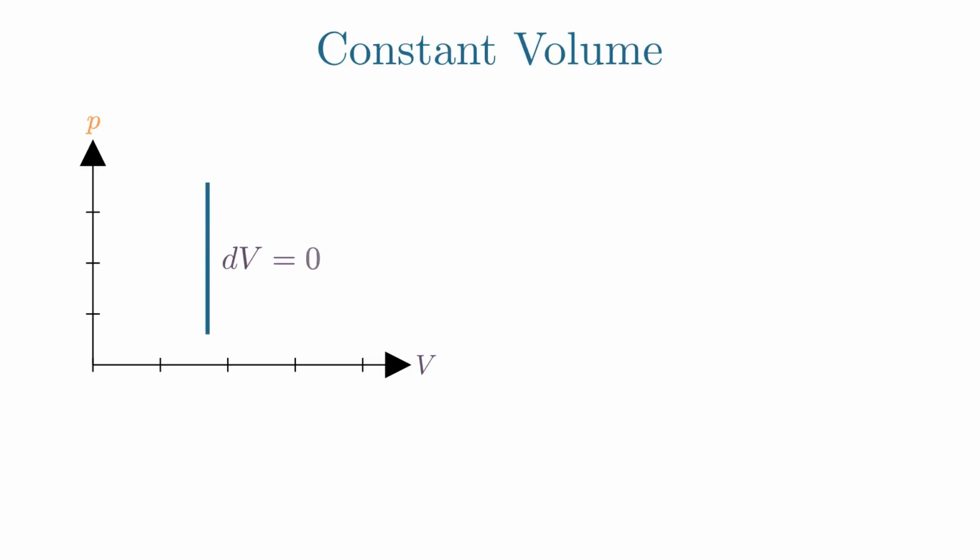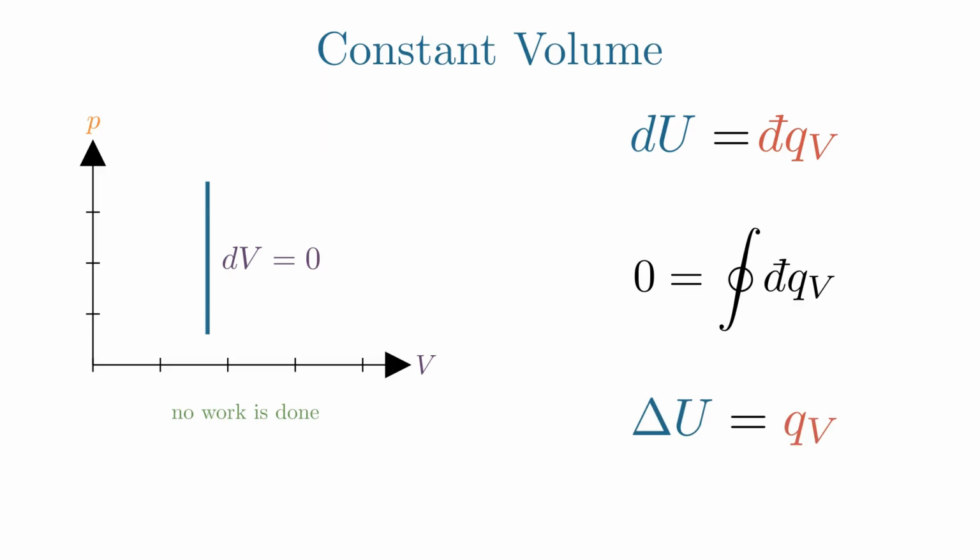Clearly, at constant volume, no work is done, so we have dU equals d-bar qV, or equivalently, for a non-infinitesimal change, delta U equals qV.